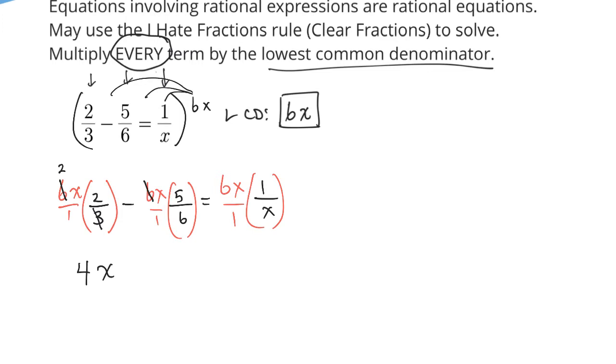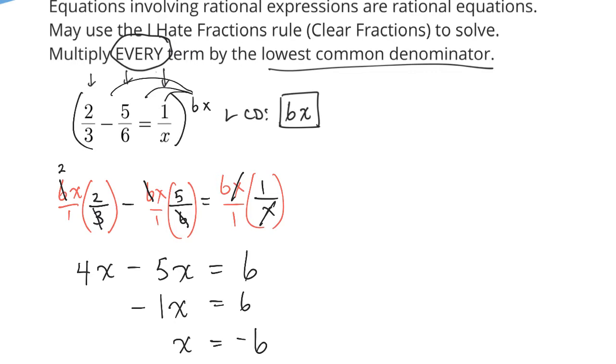The next one, the 6's, that's a common factor of 1, gone. So 5 times x would be 5x. And then over here, the x's cancel. 6 times 1 divided by 6 is still a 6. Collecting like terms on the left, I've got negative 1x is equal to 6. Divide both sides by negative 1, and my answer will be negative 6.